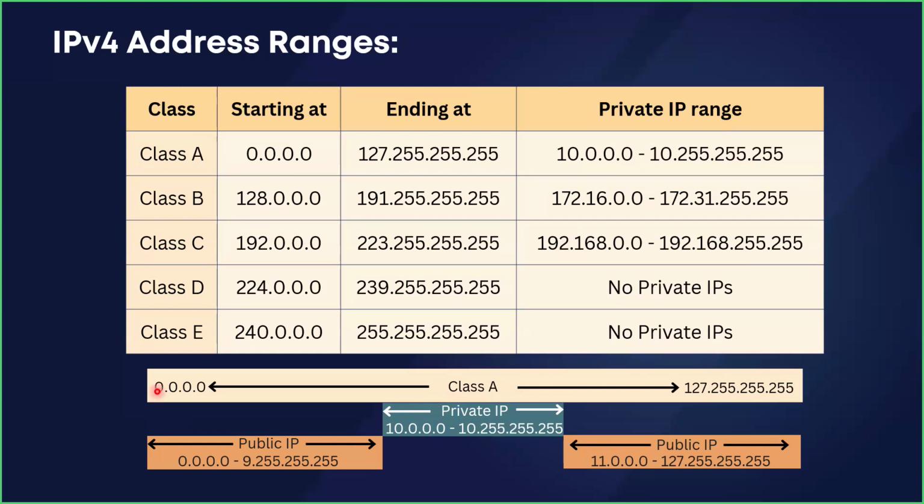So from 0 all the way up to 9.255.255.255, because after this number, you get 10.0.0.0. And after 10.255.255.255, you have 11. So from 11 up to 127, that's the other public IP set. So there's a small private IP set and two public IP sets, one on each side. This is the same scenario in every class, guys, A, B, and C as well.